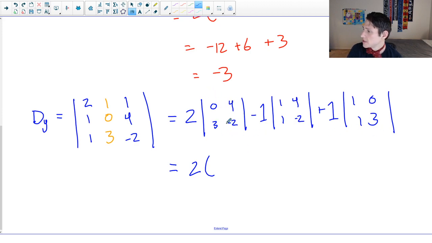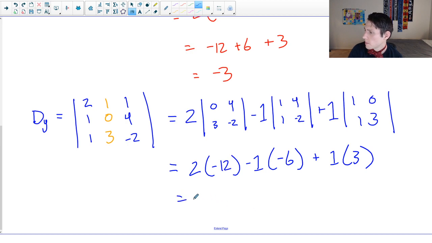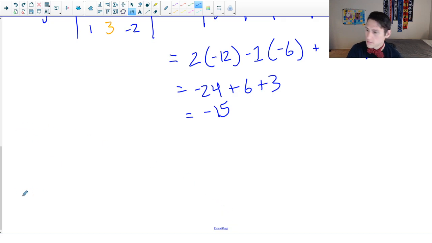Okay, so these 2 by 2 determinants: this would be 0 minus 12, so negative 12. Minus 1 times negative 2 minus 4, negative 6. And then 3 minus 0, so 3. Negative 24 plus 6 plus 3, which would equal negative 15.